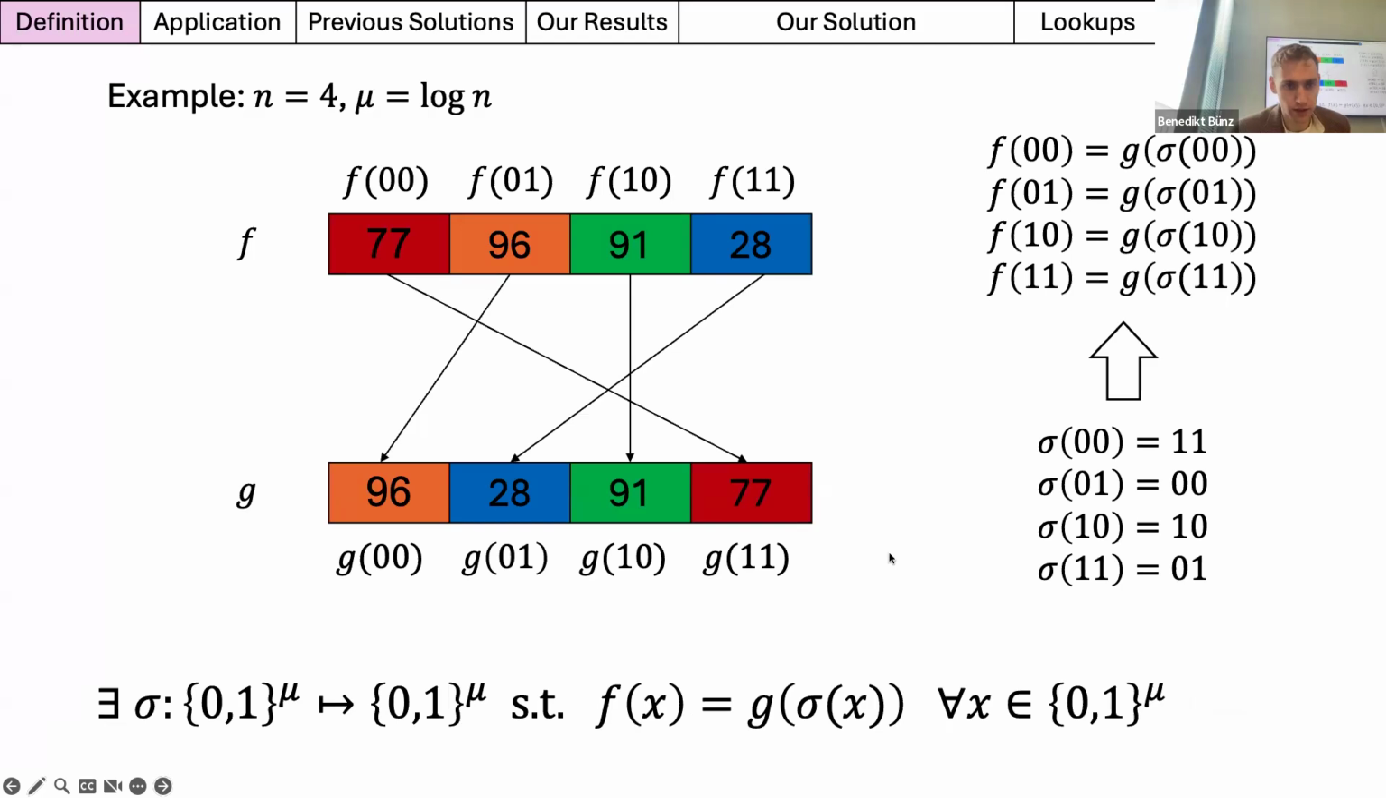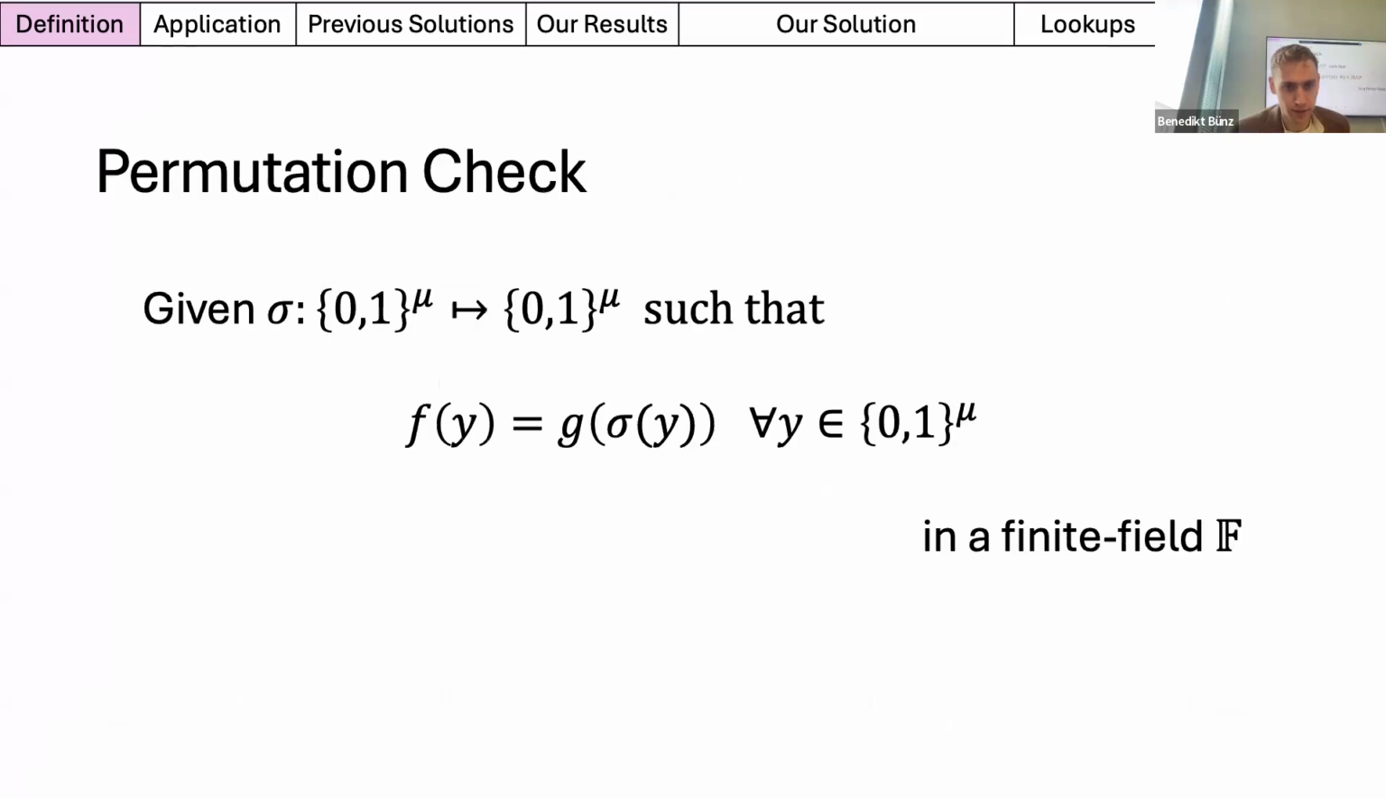So yeah, in this example. So the main permutation check, Don, go ahead, sorry.